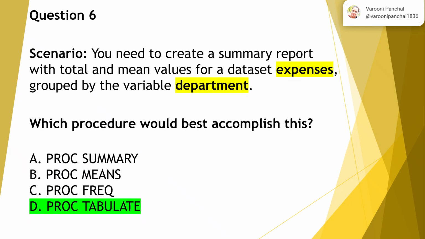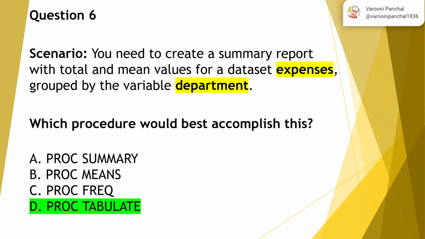Question 6 scenario. You need to create a summary report with total and mean values for a dataset expenses grouped by the variable department. Which procedure would best accomplish this? Well, PROC SUMMARY, PROC MEANS, and PROC FREQ will give you the summary report. But the most preferable here is PROC TABULATE because it will give you the row totals, column totals.